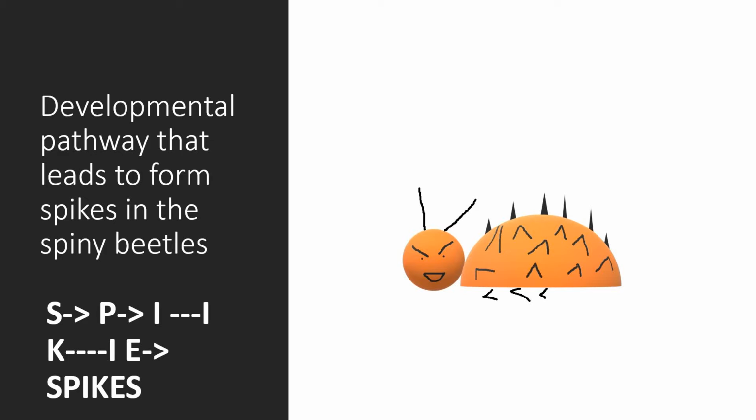So the given hypothetical developmental network is on the screen, which basically means S promotes P and P promotes I, but I inhibits K and K inhibits E. E promotes the spike formation. Here promotion is indicated by right arrow and inhibition is indicated by the T bar. Now let's see what happens if we have some mutations in this developmental pathway.